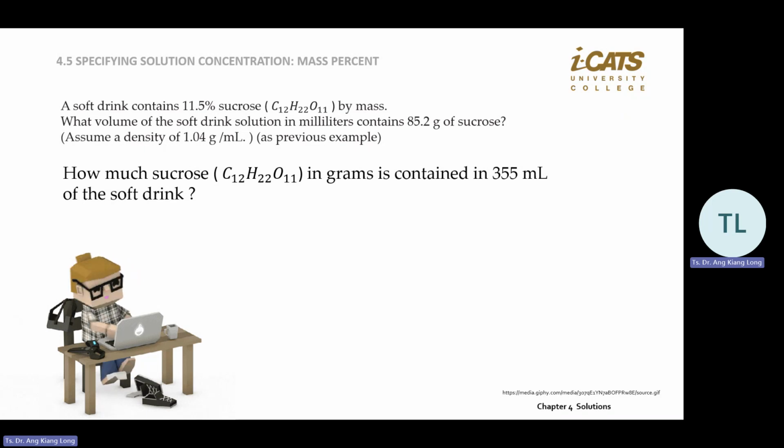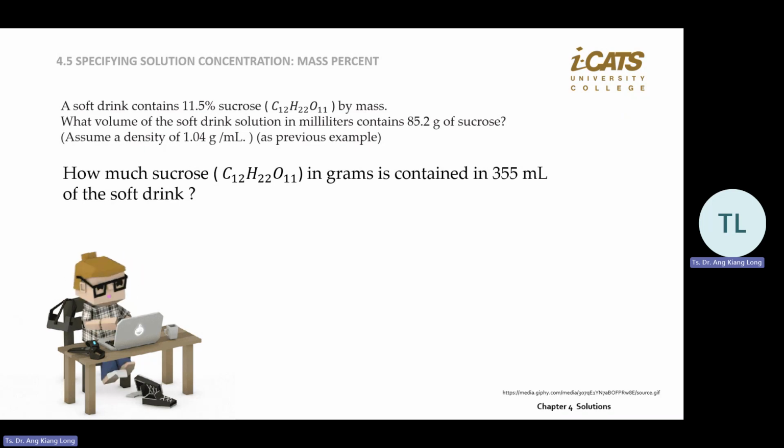This one actually is just reversing the equation. If this question comes out, how to do? Once you solve the top part, now it asks you about the container. The concentration is already given. The concentration is 11.5% by mass. In other words, this is 11.5 gram over 100 gram of solution. So this 355 is actually the solution.